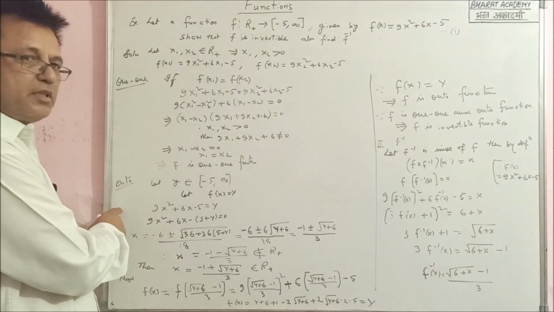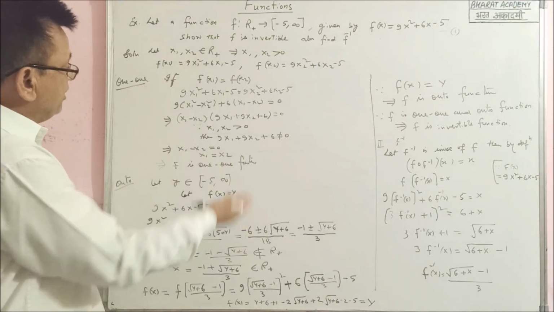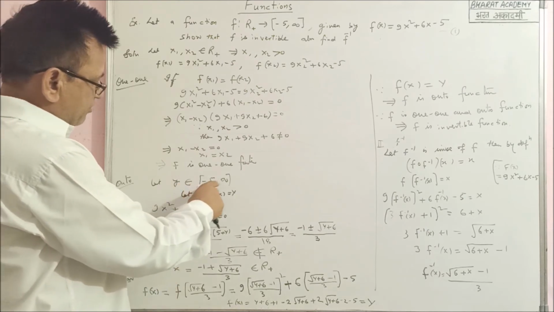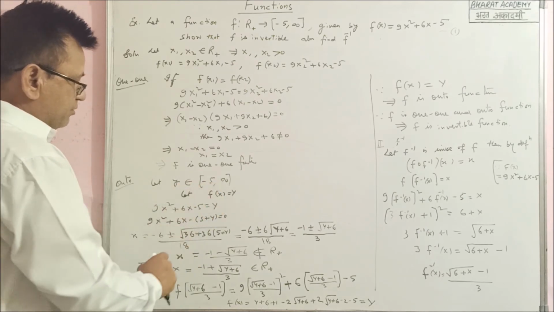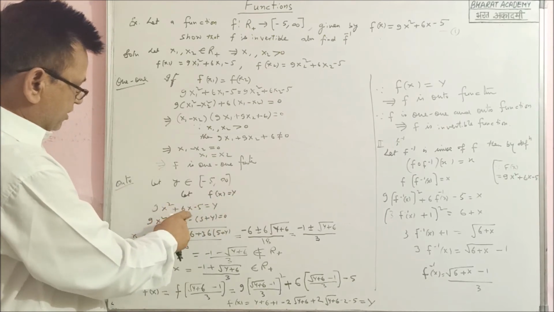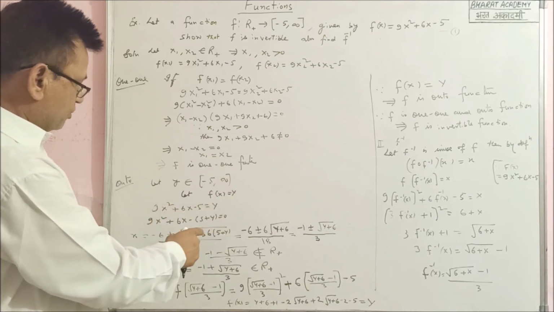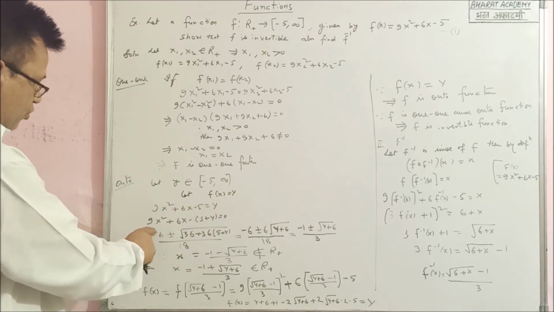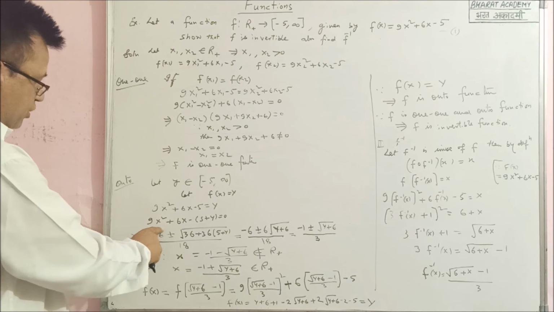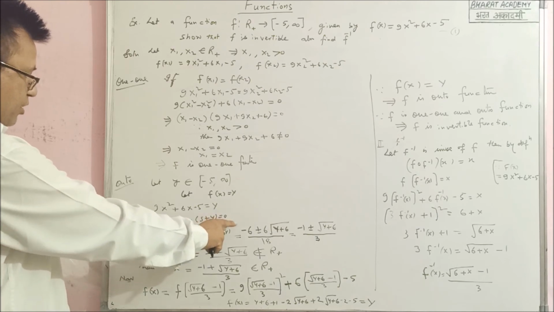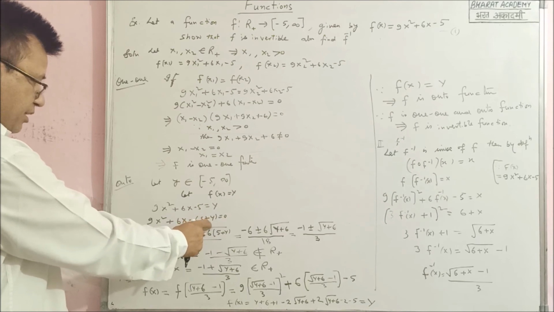For onto function, I have taken y, any element of the codomain. y belongs to [minus 5, infinity). This is a closed interval. Let f(x) equal to y. f(x) means 9x square plus 6x minus 5 equal to y. I have taken y there. This becomes a quadratic equation in terms of x. 9x square plus 6x minus (5 plus y) equal to 0. This has been taken as a constant.